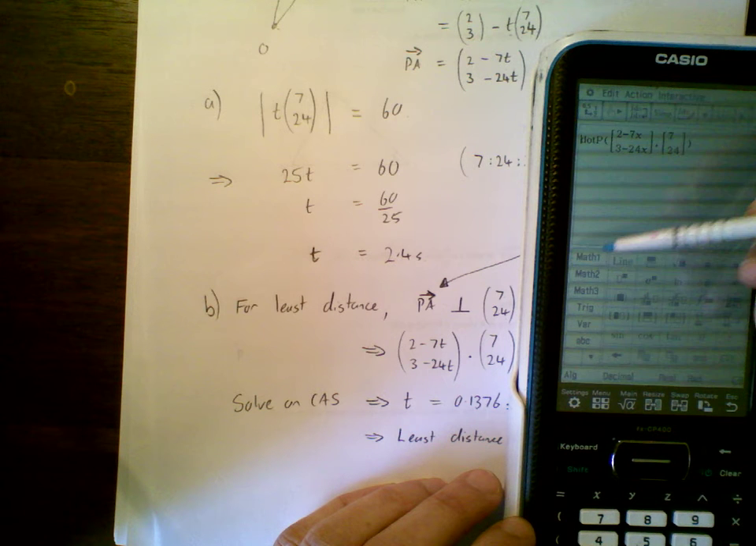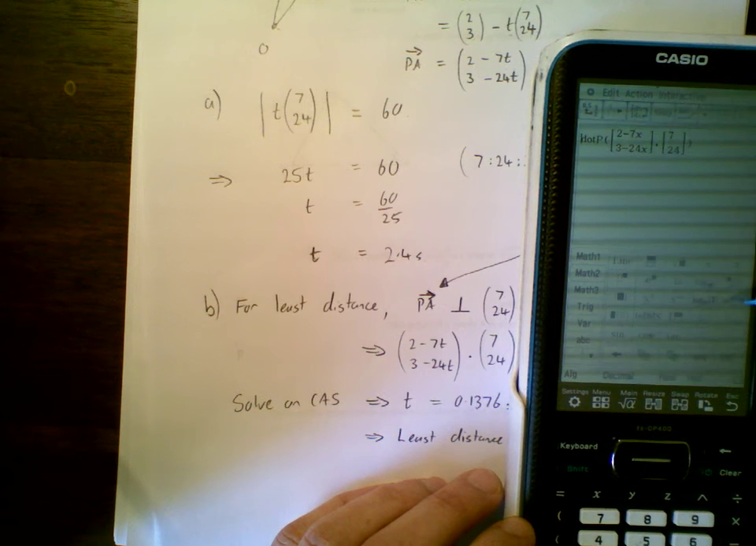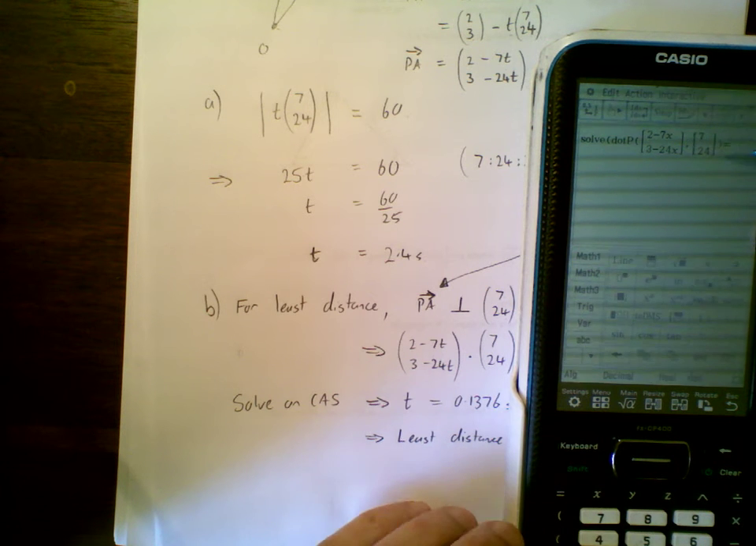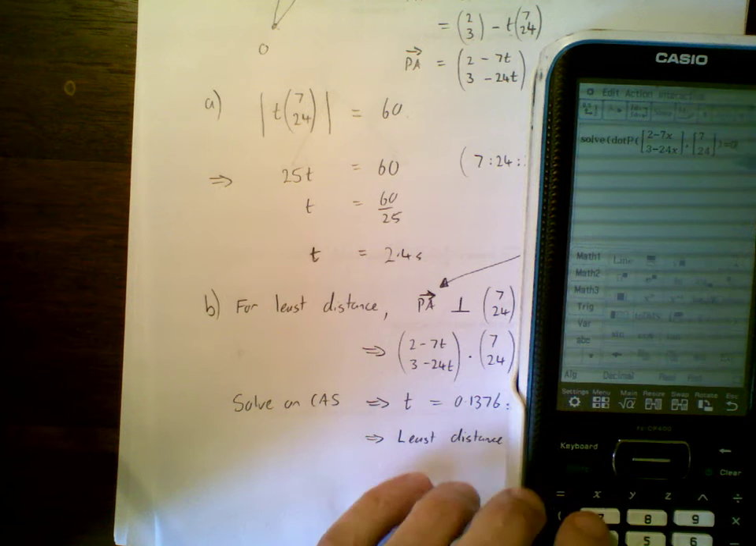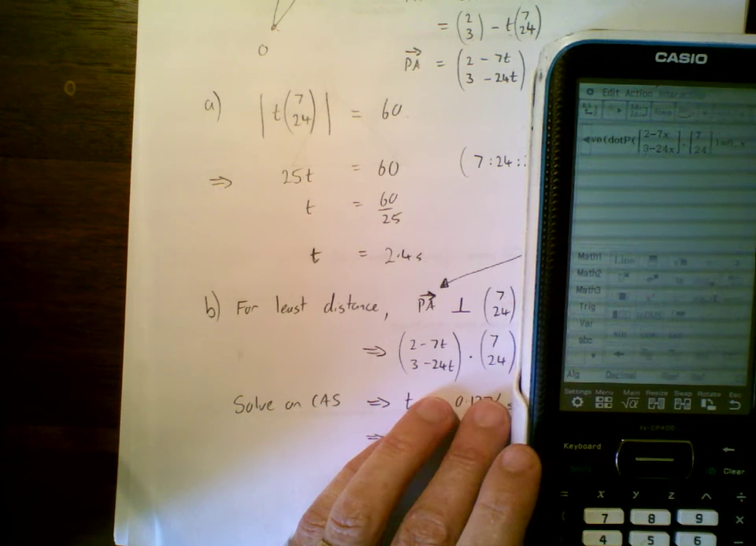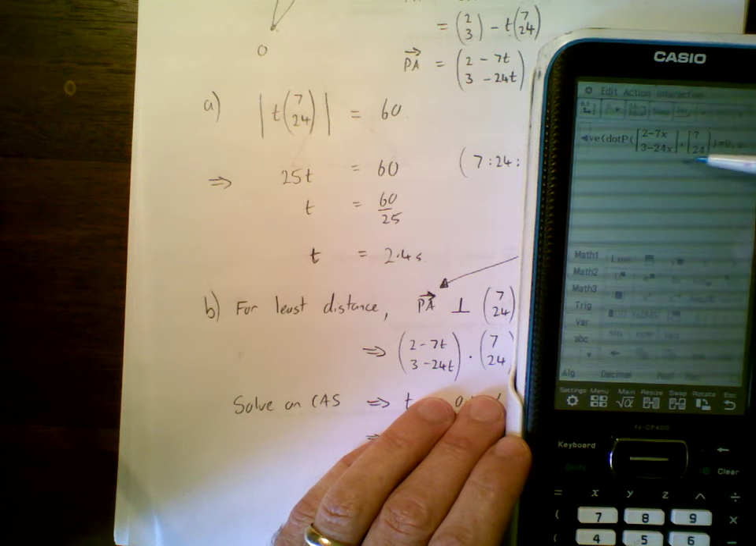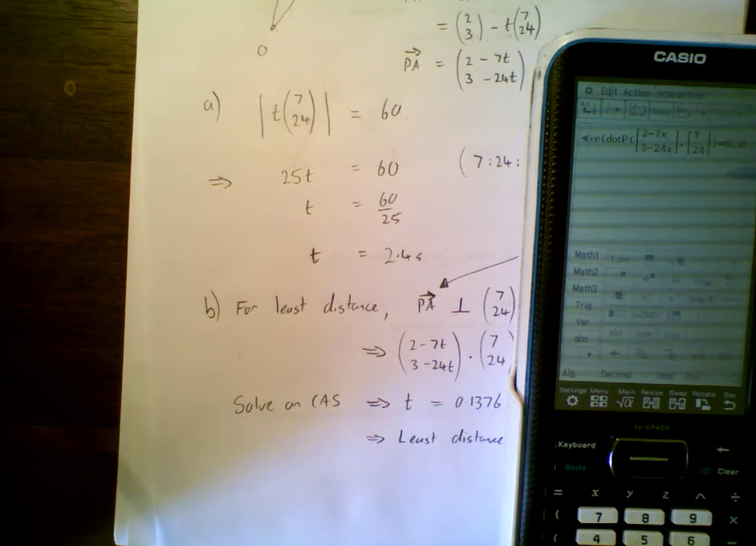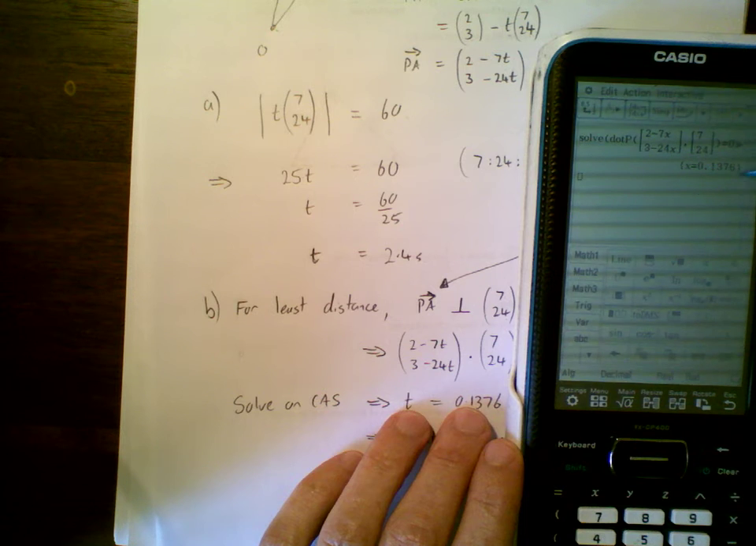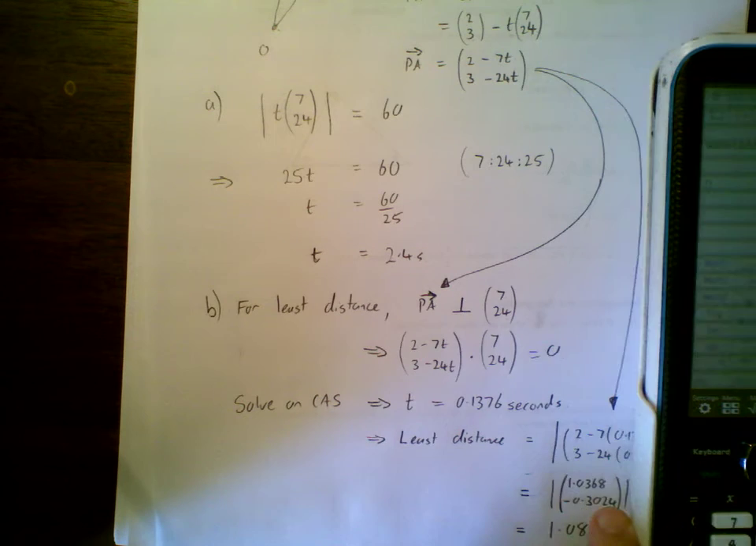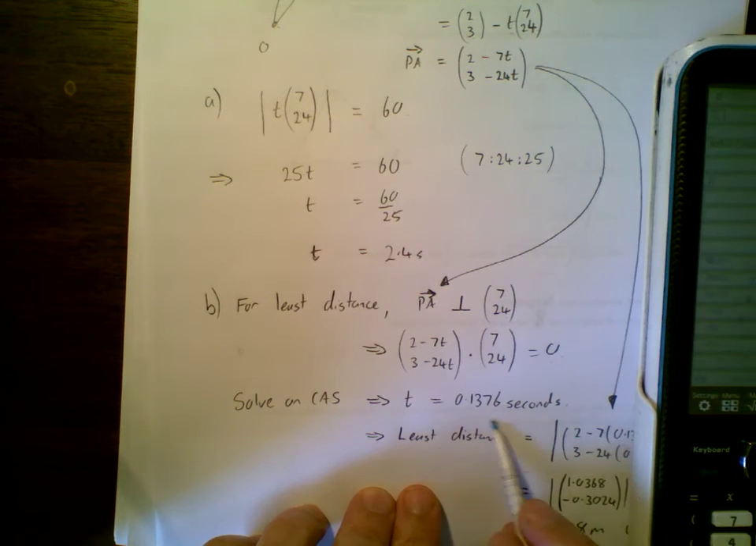Now we can even solve this if we like for when it's equal to 0. So I'll go back to Math 1 and input solve there. I want to solve for when the dot product is equal to 0, and we're solving for x in this case. It'll solve for when this dot product is equal to 0, which will be the point of least distance. We'll press execute, and there's our answer: 0.1376 seconds.